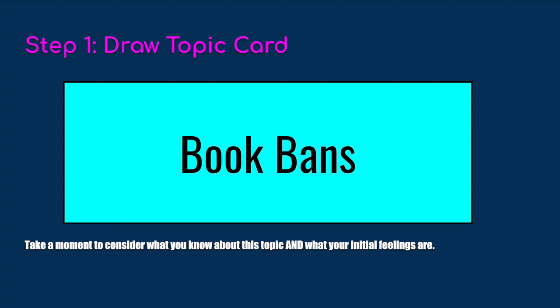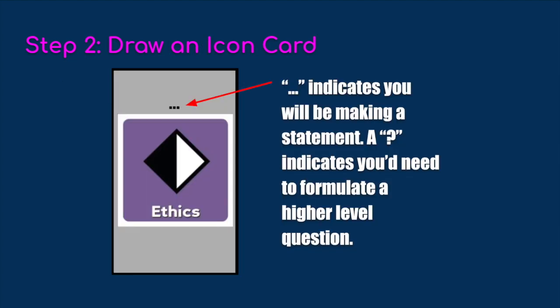All right, so then I, as the player who has drawn that topic card, would then draw an icon card. And the rules indicate, there's a legend there for what these little symbols mean, but the ellipses basically says that I've drawn the topic card of book bans, and now I have to make an ethical statement about the topic of book bans. So I'll think about it as the person who's drawn the cards, and there's all these different reversals and switches and passes and things that kids can build into the game based on the rules, but we're just going to do the simple version.